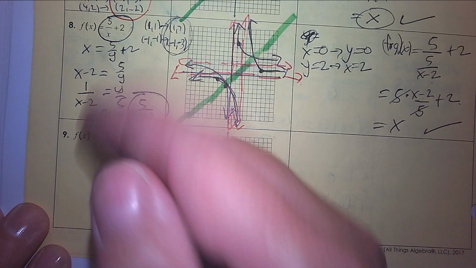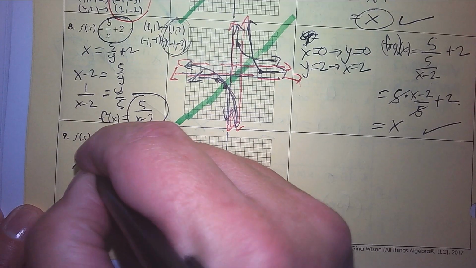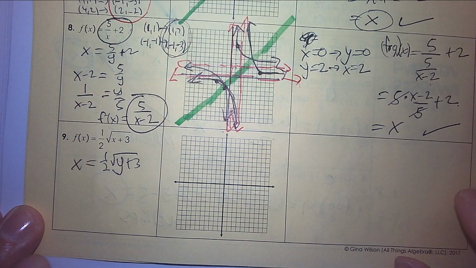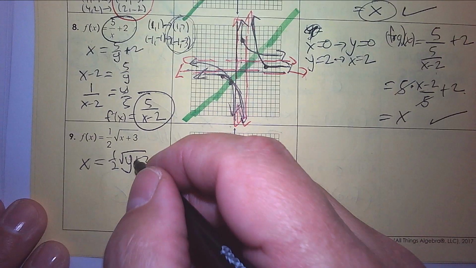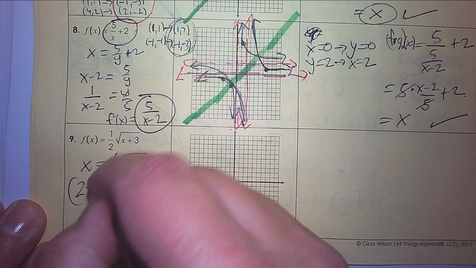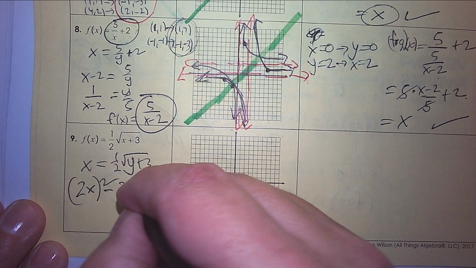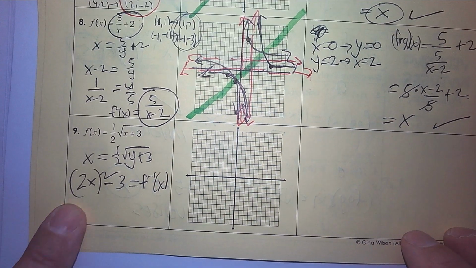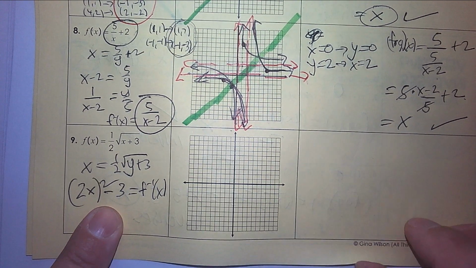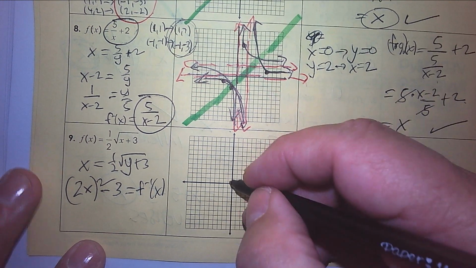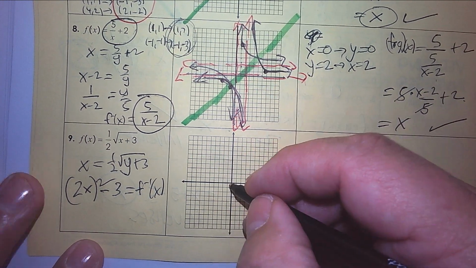I can do this. x equals 1/2 the square root of y plus 3. To get y by itself, I'm going to multiply times 2. I'm going to square it, and I'm going to subtract 3. That is the inverse. Times 2, square, subtract 3. I want to graph this. So, to graph it, I'm going to go first to negative 3 and 0.